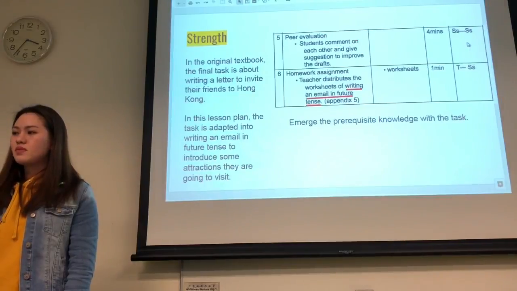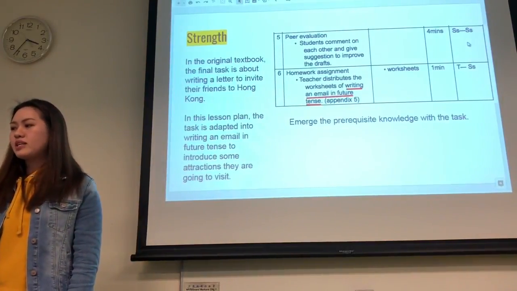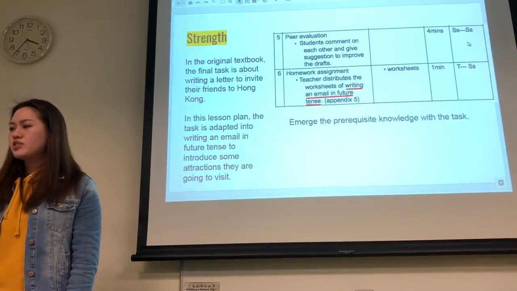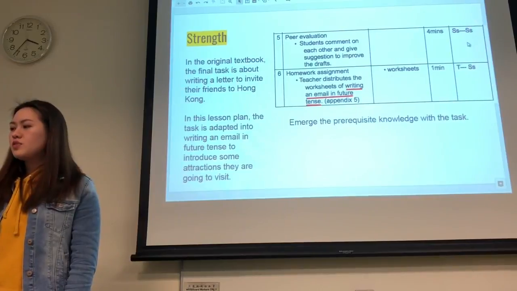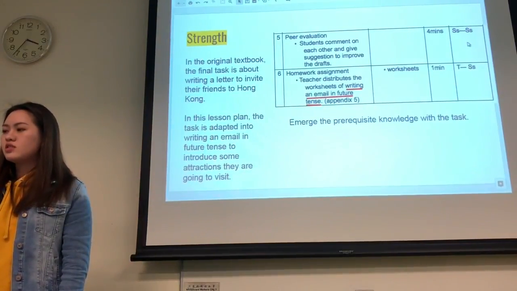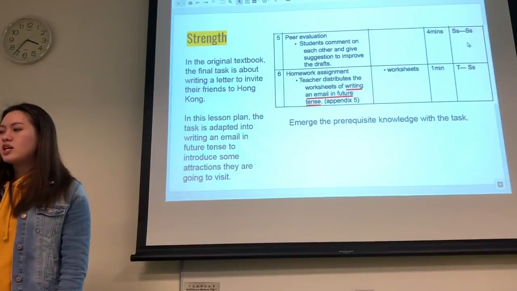In the original textbook, the final task is about writing a letter to invite their friends to Hong Kong, but the instructions are stated vaguely. Therefore, I adapted this task into writing an email in future tense to introduce some attractions in Hong Kong to their friends. In this way, they can apply the prerequisite knowledge, the use of future tense, into the task.